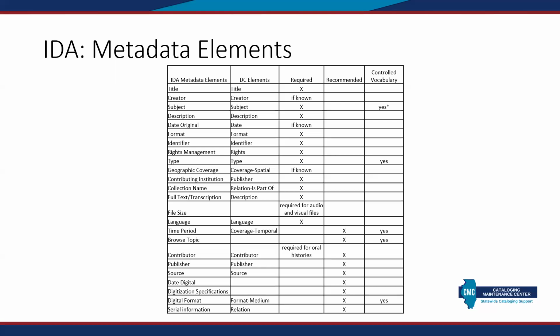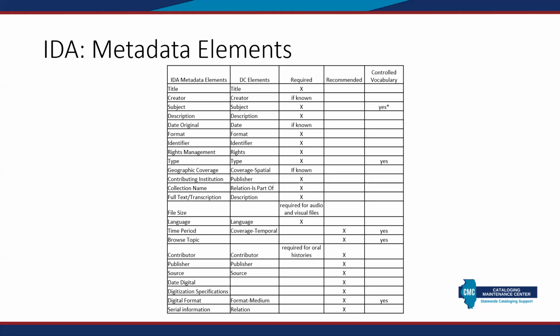The 9 metadata elements that IDA recommends are time period, browse topic, which is a controlled vocabulary administered by IDA to facilitate browsing among collections, contributor, which is a required element for oral histories and is used to identify the interviewer, publisher, source, date digital, which refers to the date that the original material was digitized, digitization specifications, which refers to the process used to capture and create the digital derivative of the original material, digital format, and serial information.